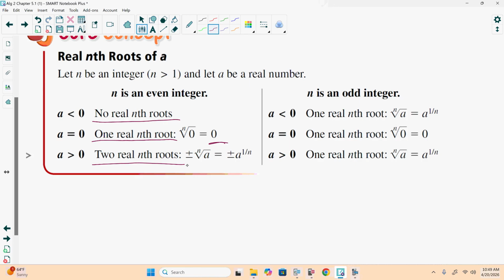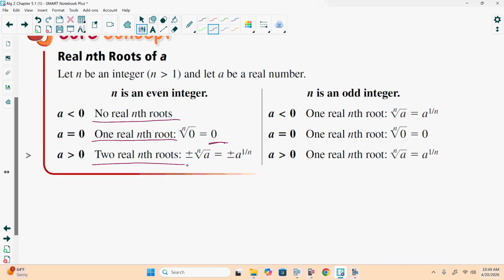We ready for odd roots? So if we apply an odd root to a number, and that number is greater than 0, we're going to have one real root. Okay, if the number is equal to 0, we're going to have one real root. And if the number is less than 0, we're going to have one real root.